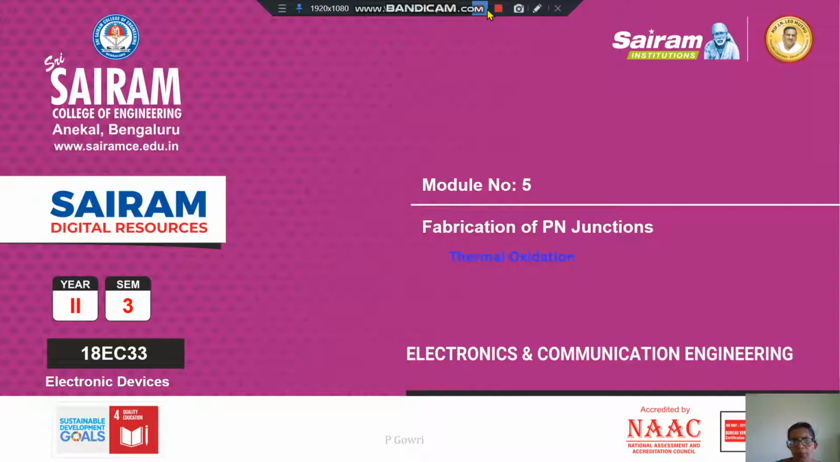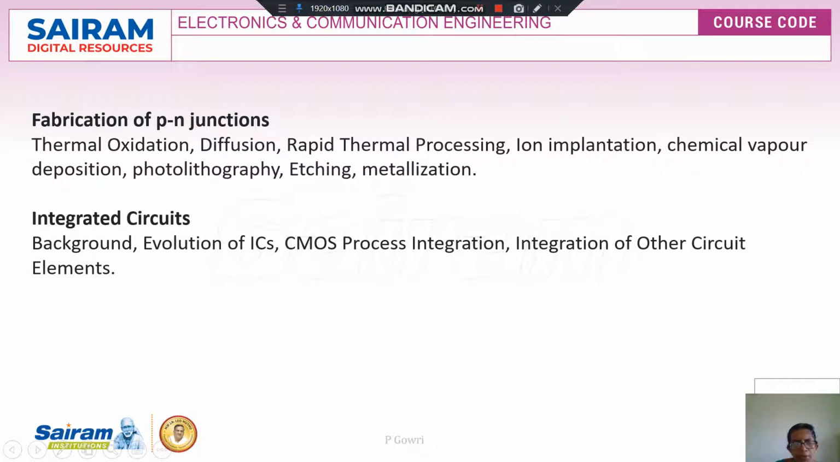So in this module, we will be discussing what is meant by fabrication of PN junctions. In that, we will be seeing the different processes like thermal oxidation, diffusion, rapid thermal processing, ion implantation, chemical vapor deposition, photolithography, etching and metallization. Also, followed by this, we will be discussing integrated circuits and what is meant by IC, evolution of ICs, CMOS process integration, and integration of other circuit elements.